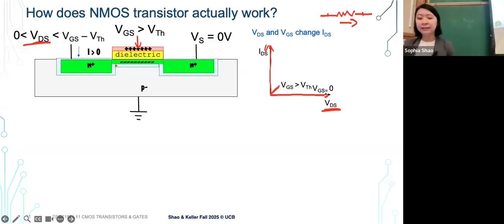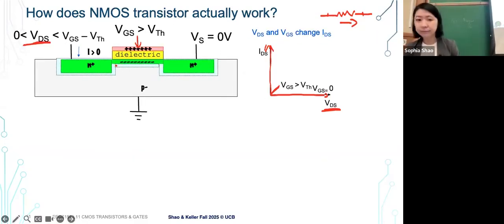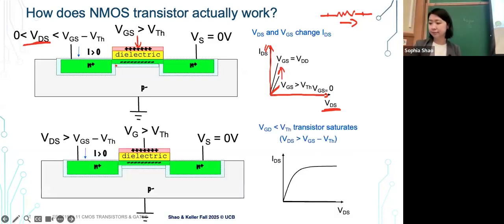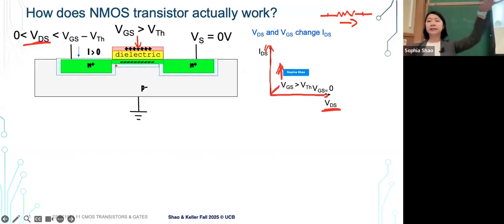What if we have different gate voltages? Well, let me slow down a little bit. So let's say, what if we increase the gate voltage? So now this is a resistor, and we are trying to increase the gate voltage. How does that change the current flowing through the transistor?